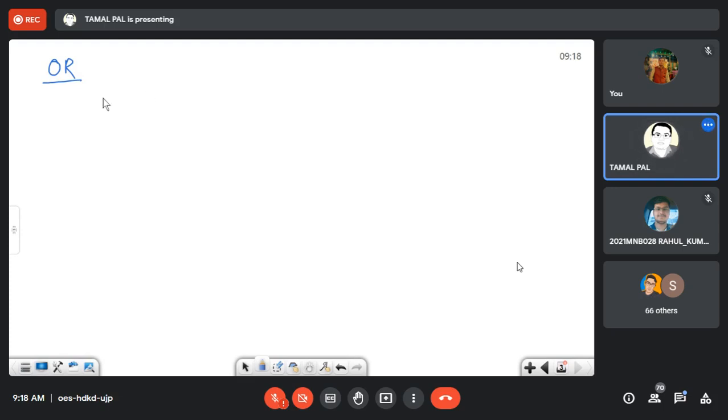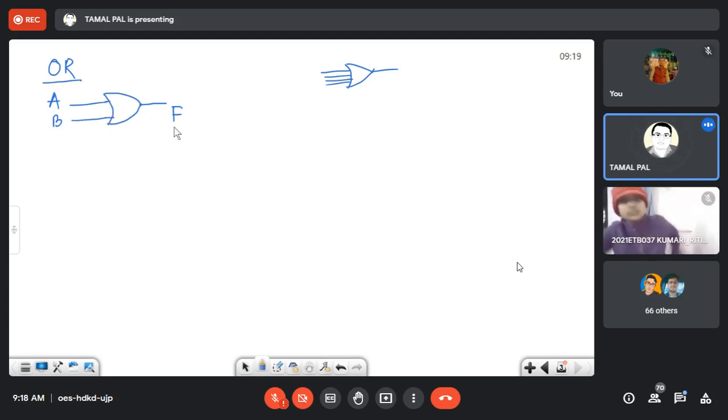OR gate means, the symbol for the OR gate is this one. Okay, A, B, and the output. Mind, it is a two-input OR gate, because like the AND gate, it may have multiple inputs like this, in this way. This is also possible, but if nothing is specified, we have to consider it two-input.